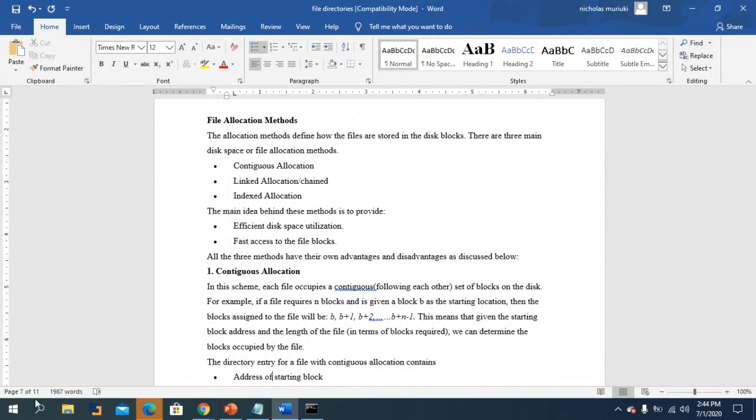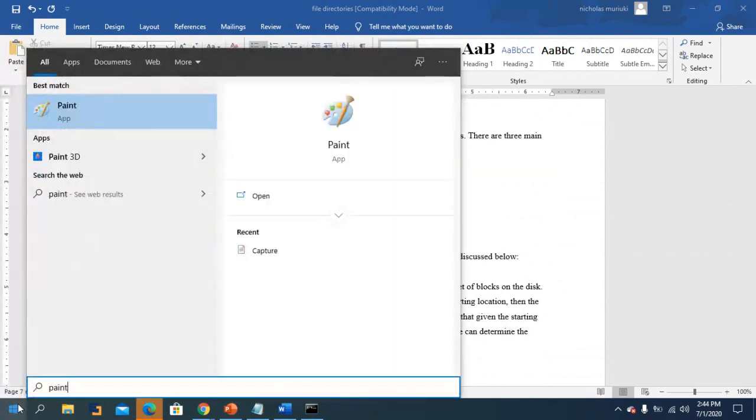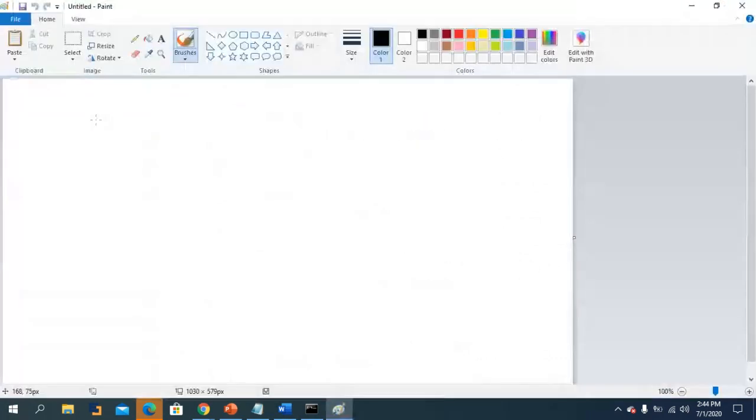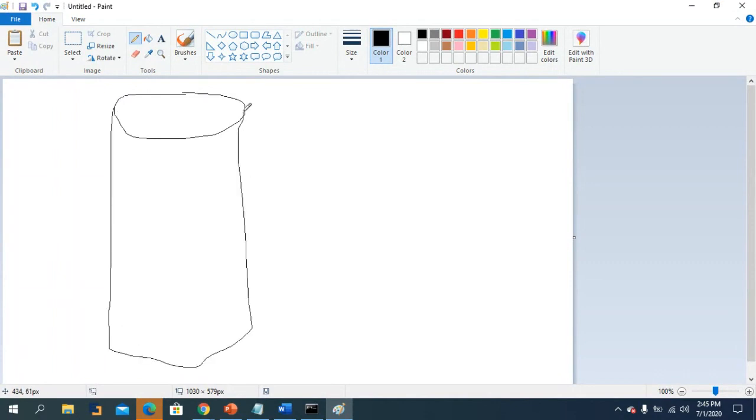Maybe I can use Paint. So if this is the allocation of where we are supposed to allocate in the physical allocation, we are assuming that the first block is 0. Then we have the second block, which is 1, the next one, which is 2, the next one, 3, maybe the next one, 4, because we are starting from 0. That is the index of 0. Then maybe we have 5.